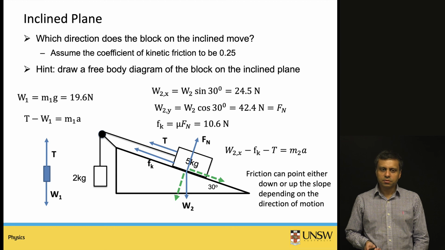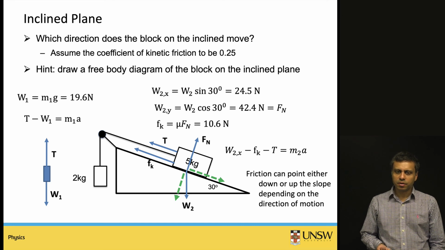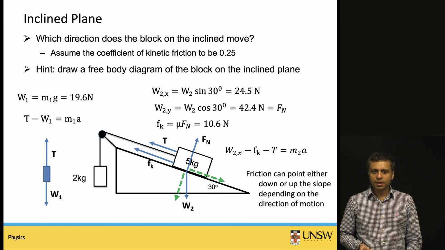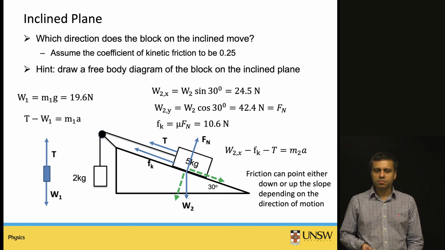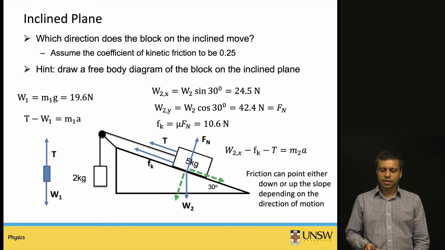So then we see that we have got two equations, one for the 2 kg mass and the other for the 5 kg mass, and we have two unknowns, T and A. So we can eliminate T and find the value of A, and the sign of A will show whether the block is moving to the right or to the left along the inclined plane. We'll leave the solution as an exercise for you. You can try and work this out.